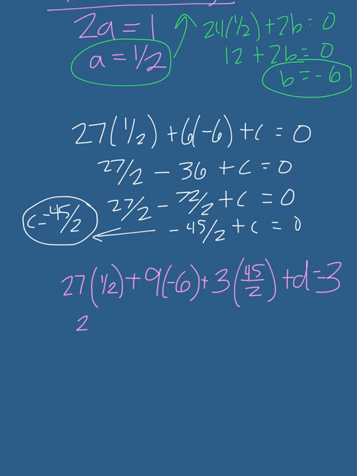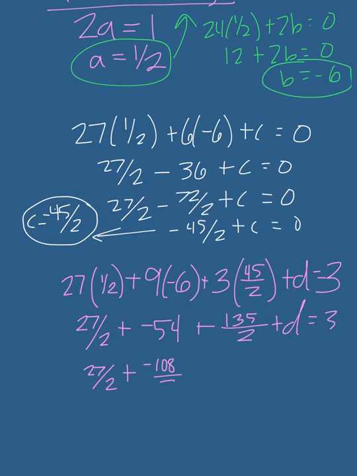Okay, so I'm gonna do it though. I'm gonna follow through here. So 27 over 2, negative 54, 135 over 2, I think, hopefully, plus d equals 3. If I make that negative 54 be over 2, so that way they can all be over 2, that's going to be negative 108 over 2, plus 135 over 2, plus d equals 3. Okay, so this is going to end up giving me 54 over 2 plus d equals 3.